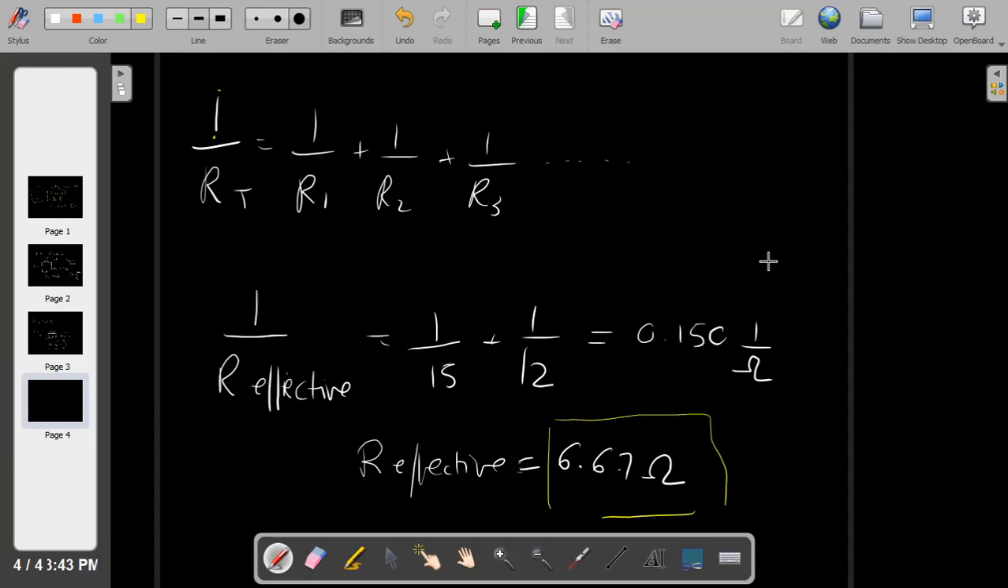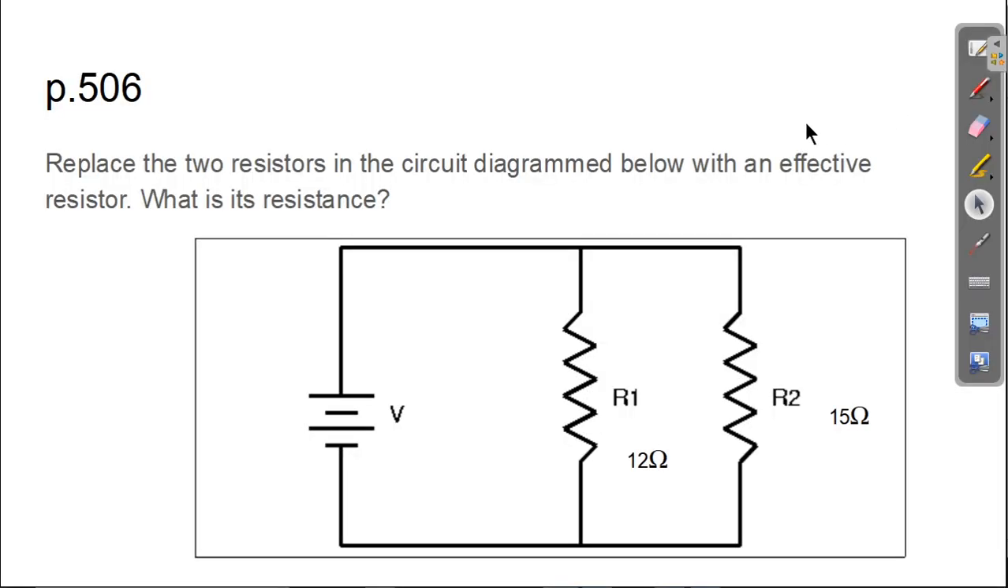Do not end here. This is not the resistance effective. That's 1 divided by the resistance effective. So put this under the 1 here, 1 divided by this number, and you'll have the resistance effective. And that concludes that example. That example is done now. Okay, let's move on.